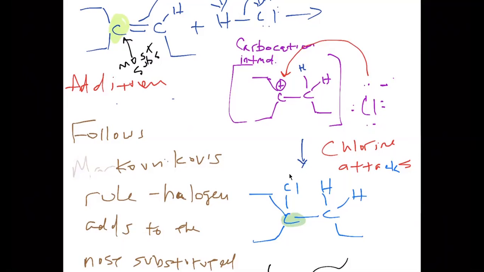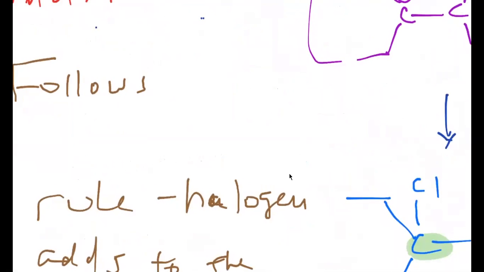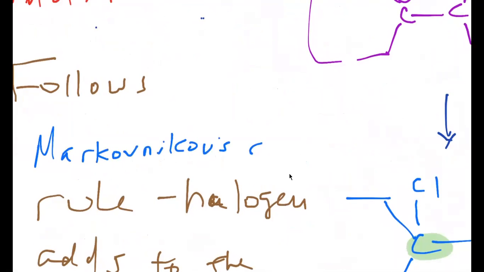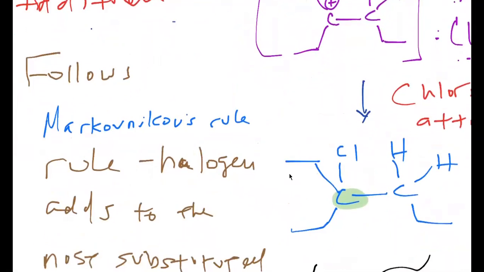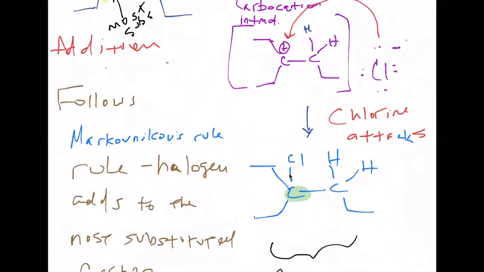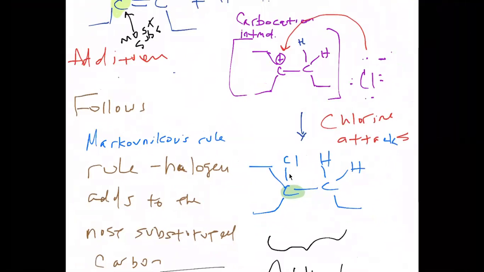That regiochemistry is based on what we call Markovnikov's rule. Hold up, let me zoom in so I can make that a little neater. What that rule says is that in this particular reaction, the halogen is going to add to the more substituted carbon. How do we tell if something is more substituted? What does that mean?